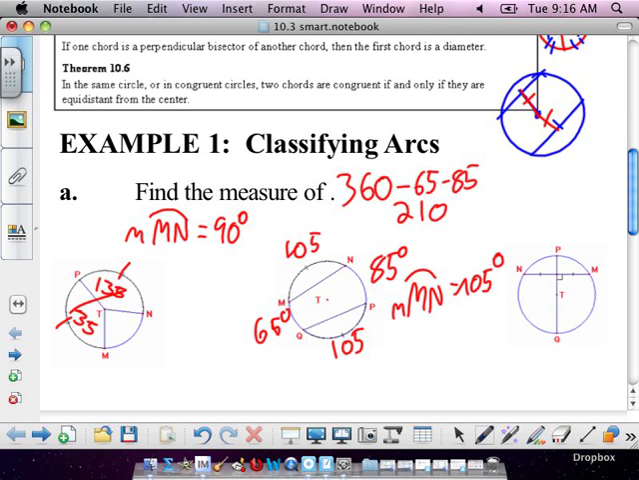Okay, what about here? I know this is 130. And what do I know happens? It's bisected, so those two lengths are congruent, so the two arcs are also congruent. This arc has to be congruent to this arc, so they both have to be 130. So again, I'm going to do 360 minus 130 minus 130.